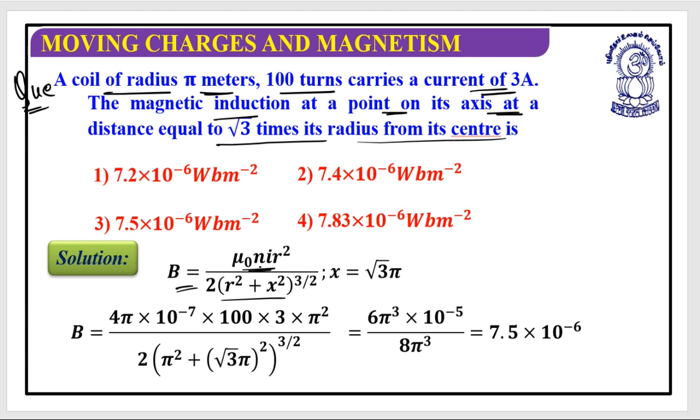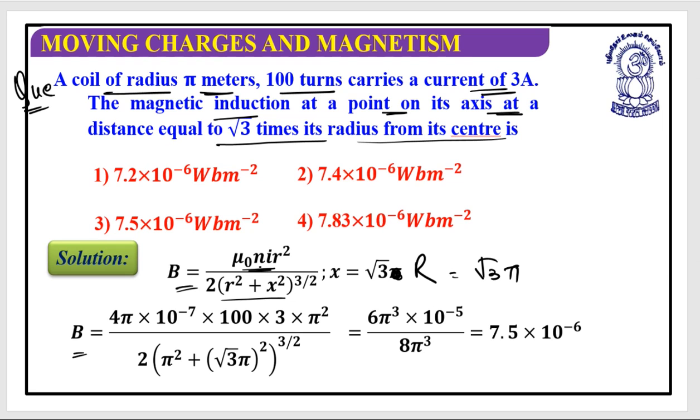This is our formula, and it says that the distance equals root 3 times its radius. So x by r equals root 3, x is equal to root 3 times its radius, and the radius is pi, so this is root 3 times pi. I hope this is clear. So let's put in the values.